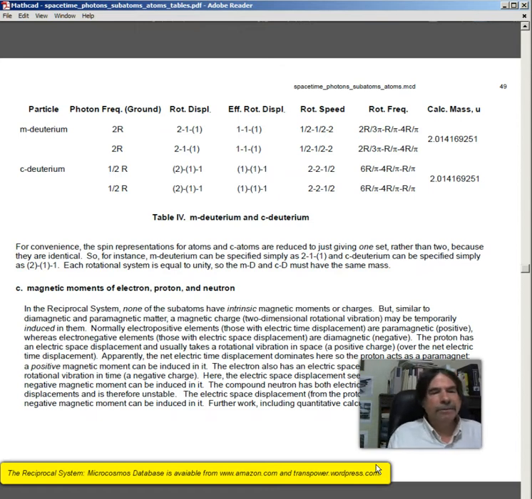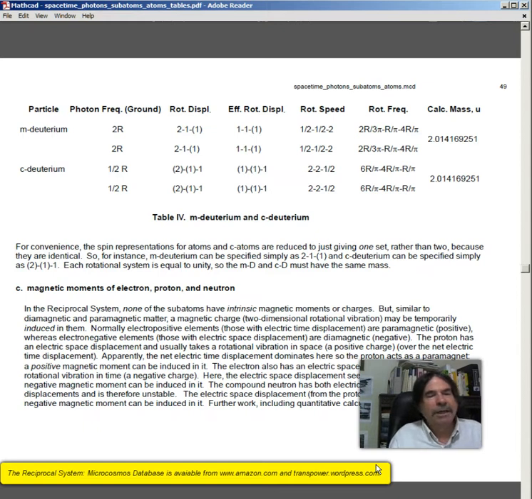See, magnetic moments of electron, proton, and neutron. In the reciprocal system, none of the subatoms have intrinsic magnetic moments or charges, but similar to diamagnetic and paramagnetic matter, a magnetic charge, two-dimensional rotational vibration, may be temporarily induced in them.